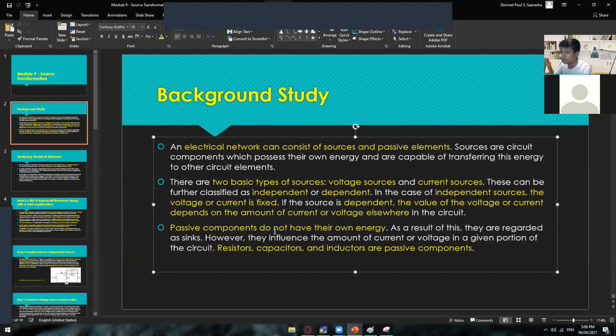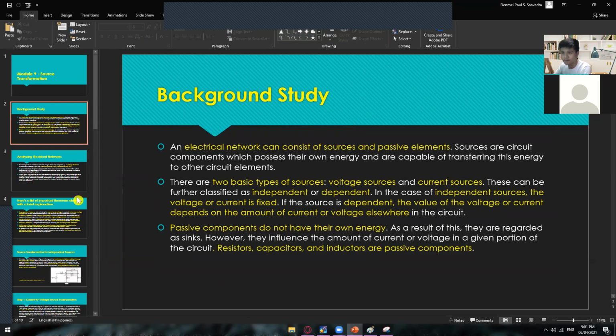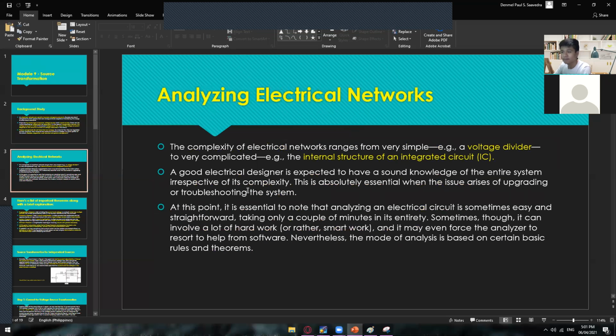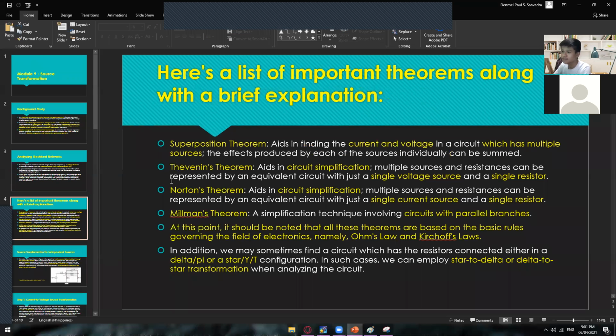Then we have the passive components. They don't have their own energy, so as a result they are regarded as sinks. However, they influence the amount of current and voltage in a given portion of the circuit, like resistors, capacitors, inductors, and many more. Those are the famous passive components. All right, skip this one. I'll leave the reading part to you guys.